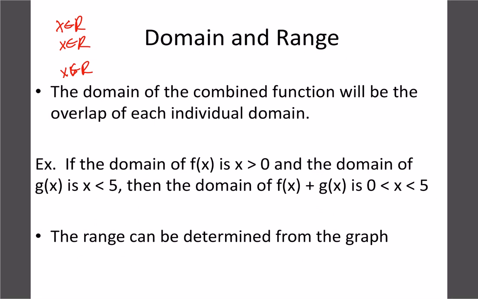Okay, so in this case, let's suppose we have a domain greater than 0. So that would be a graph something like that. So we only have anything greater than 0. And if our second graph's domain is less than 5, then we just do what's common to both. So in this case, our domain would be between 0 and 5. And then our range, once again, we would just have to figure it out from whatever the graph shows up as.